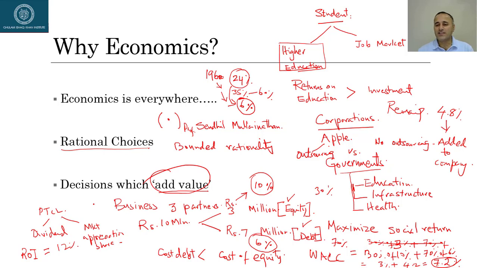Although it is a little bit technical, it's not that technical. All businesses carry a certain portion as equity and a certain portion as debt. Whenever we calculate WACC, the weighted average cost of capital, if the return on investment is more than the WACC, that company is actually adding value. If the return on investment is less than, let's say, 7.2%, then it is not adding any value. In fact, the company is actually shrinking.